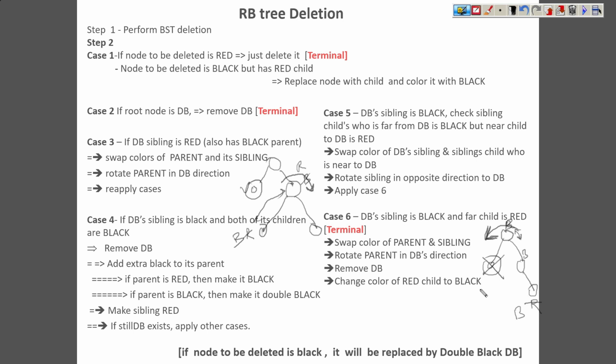So these are the 6 possible cases that are applicable during RB tree deletion. We'll take one example to understand in a better way and see how these cases are applicable to real RB tree deletions.